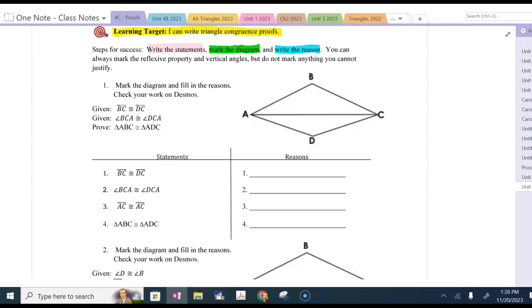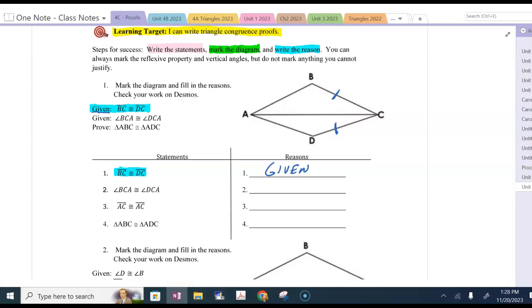For the first example, I actually gave you the statement. So if you look at problem number 1, we are told that BC is congruent to DC. And I'm highlighting that in blue. The reason is it is given. So if you look at this problem, I'm going to underline the word given. And I'm going to mark that BC is the same as DC.